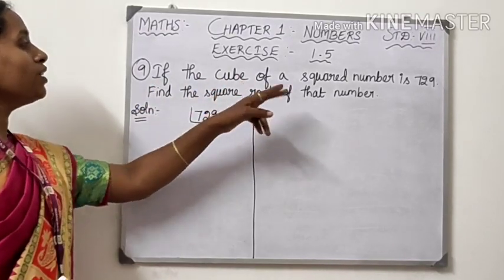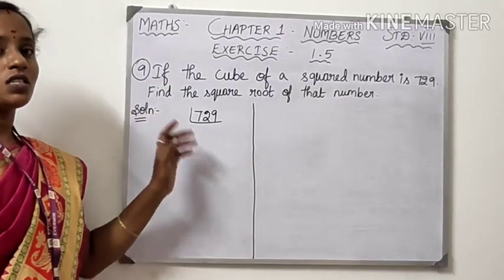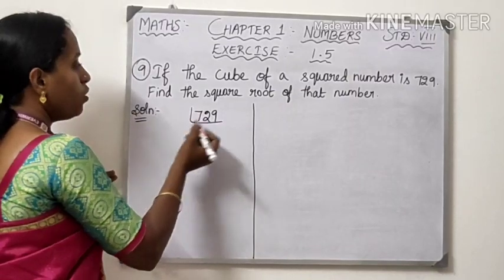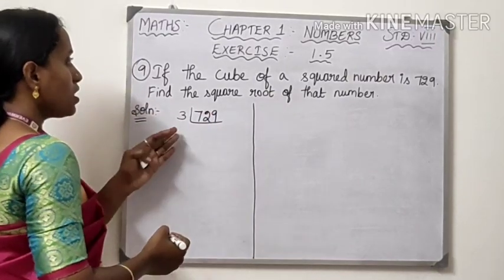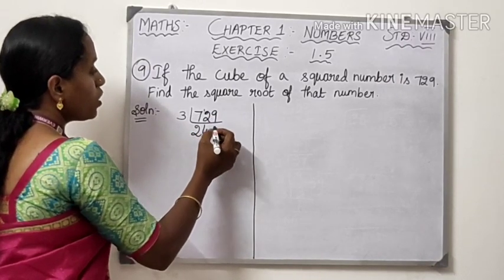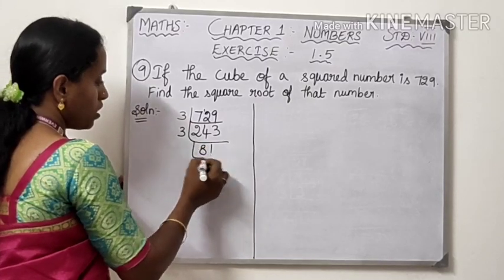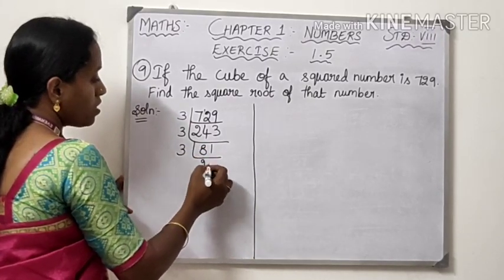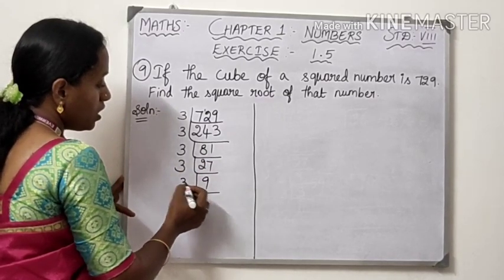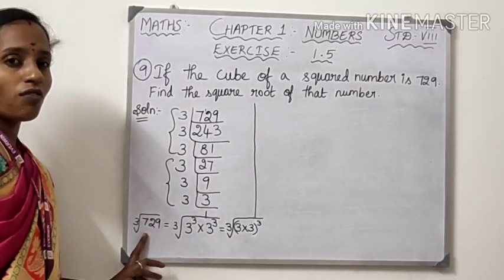Here we have the 9th question. If the cube of a squared number is 729, find the square root of that number. First, we have to find out the cube root of 729. So we have done this already, using prime factorization. 3 2s are 6, balance is 1. 3 4s are 12, 3 3s are 9. So 3 table, 3 8s are 24, 3 1s are 3. Again 3 table, 3 27s are 81 and 3 9s are 27, then 3 3s are 9, then 3 1s are 3. We are finding out the cube root of 729.